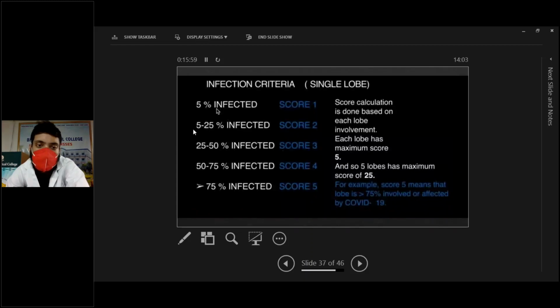For example, if 5% of the lobe is involved, we give a score of 1. If 5 to 25% is involved, we give a score of 2. 25 to 50% if it's infected, then we give a score of 3. 50 to 75% if it's infected, we give a score of 4. And if it is more than 75%, we give a score of 5. Then we add all the scores, and the maximum score for all the 5 lobes is 25.